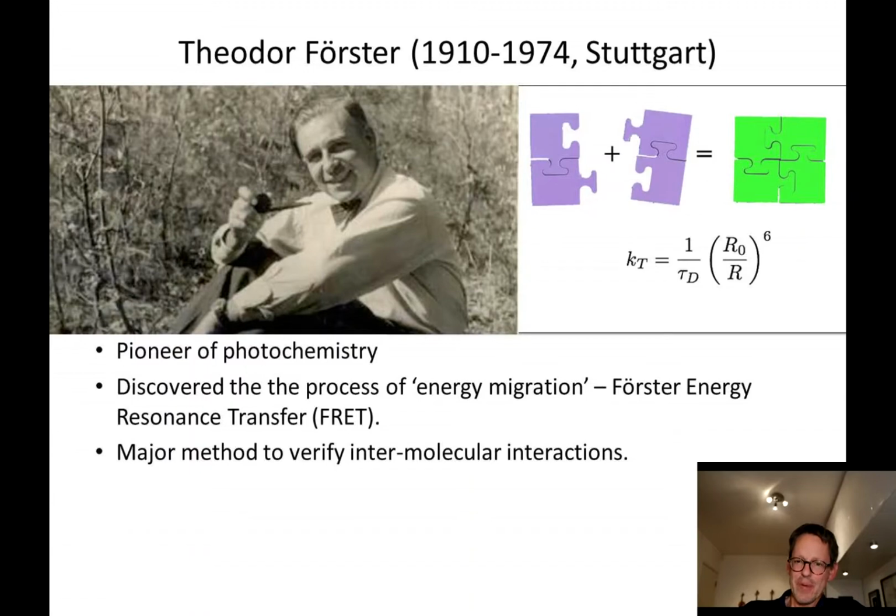We need to go below that. One way of obtaining information at a scale that's below the wavelength of light is through a technique called Förster resonance energy transfer. Theodor Förster is this man here, shown in this photo. He came up with this idea of Förster resonance energy transfer, or FRET, which some of you may know about.